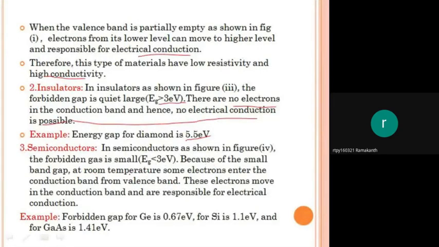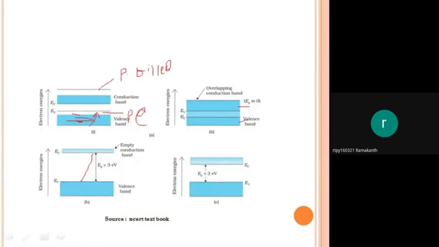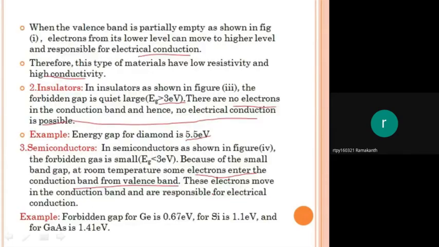Because of the small band gap, at room temperature also, some of the electrons can enter the conduction band from the valence band. These electrons can move in the conduction band and are responsible for electrical conduction. Okay, so remember these are important values. The forbidden energy gap for germanium is about 0.67 electron volt, for silicon about 1.1 electron volts, and for gallium arsenide 1.41 electron volts.